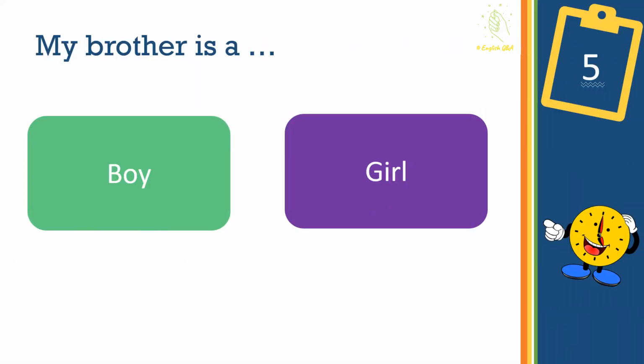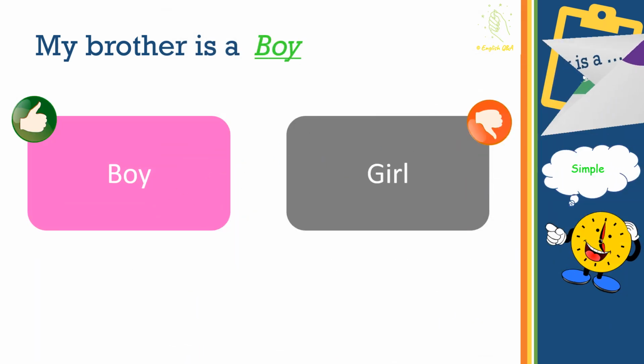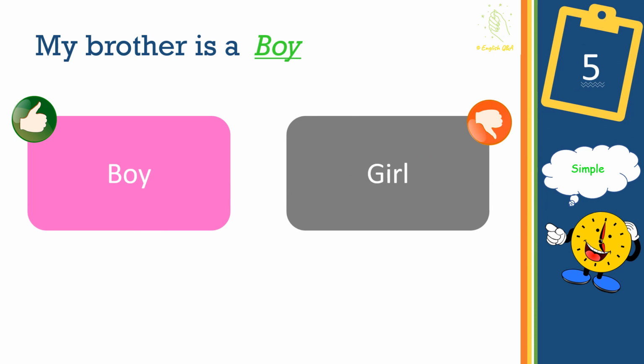There you go. My brother is a dash. Choose an answer. Boy. Girl. Correct option is boy. My brother is a boy.